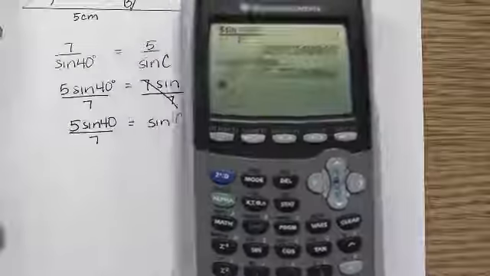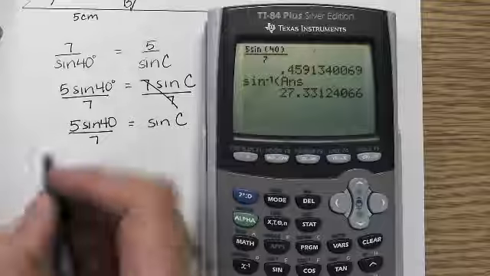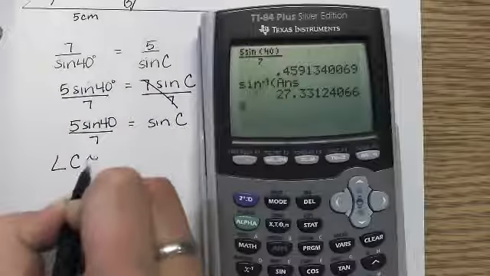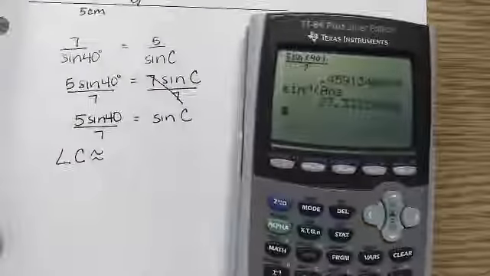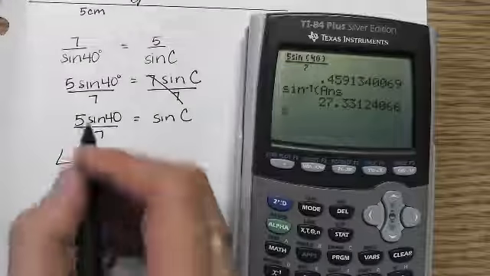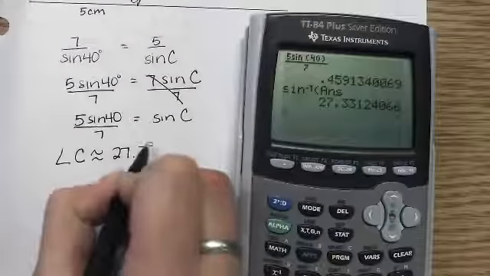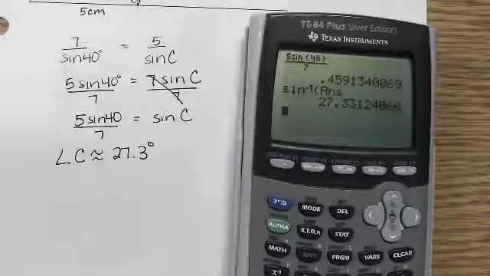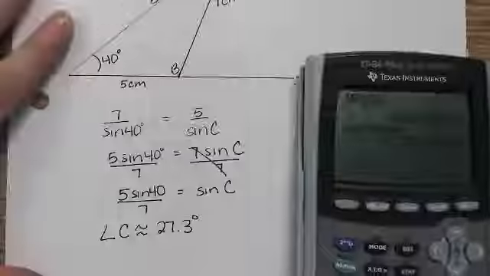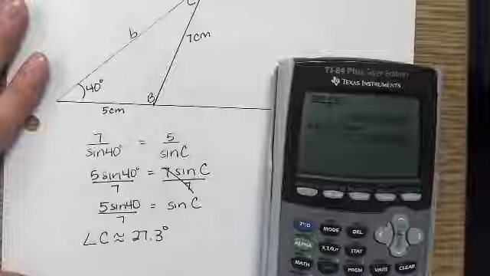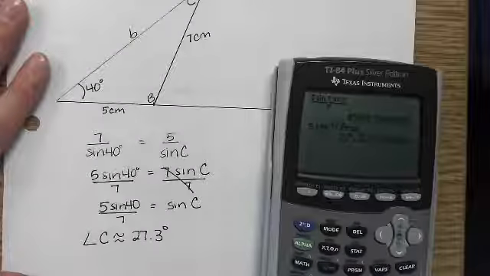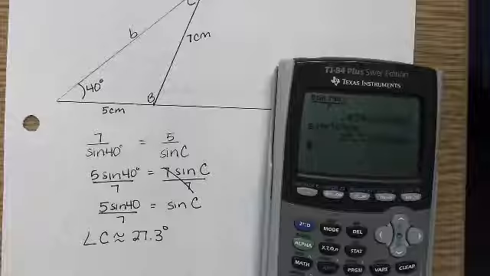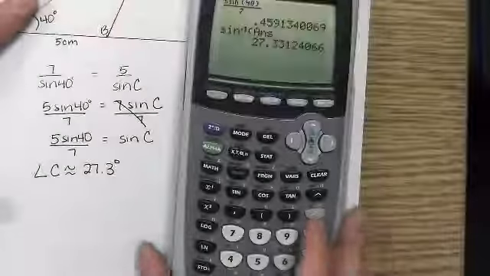Alright. Okay. So angle C is approximately, if we round to one decimal place, what is it? 27.3. Okay. Alright, so I have that. How do I find angle B? So I know that angle A is 40, I know that angle C is 27.3. If I do 180 and I subtract those two angles, then I'll have what angle B is.